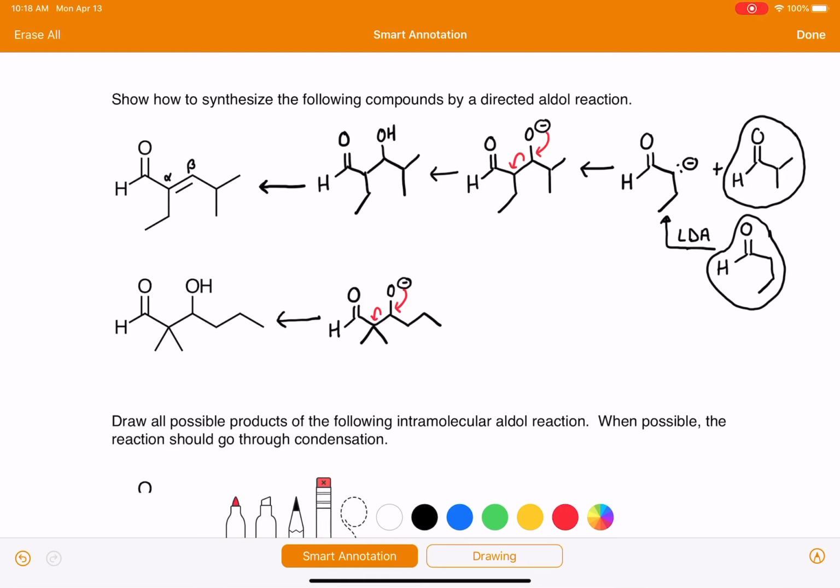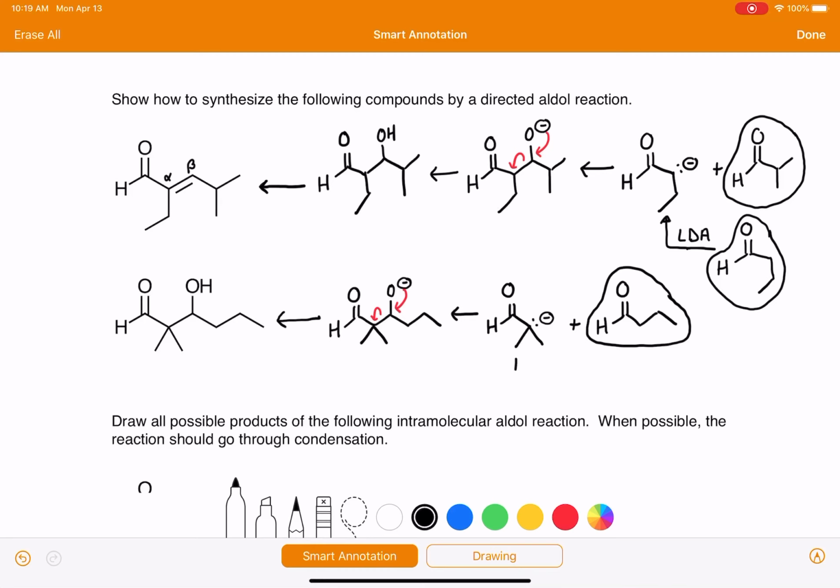Remember, you want to break the molecule into two pieces, and each piece has an oxygen attached. So think about that. There's only going to be one right way to do this. And we end up with this guy right here and this aldehyde. And this aldehyde is one of our starting materials. This second one, the enolate, we're making that by reacting LDA with the corresponding protonated aldehyde. So there's our other one.